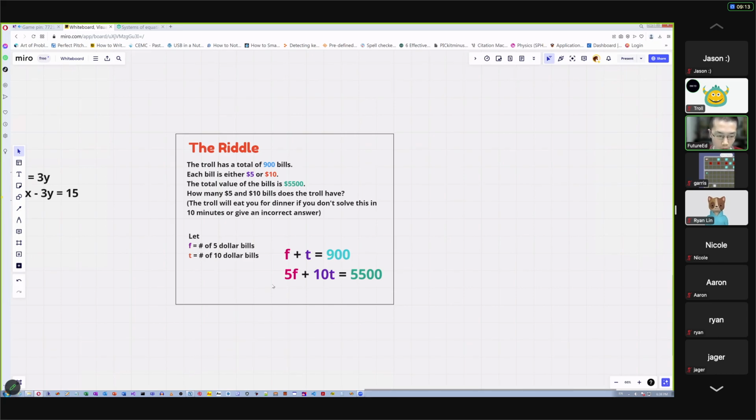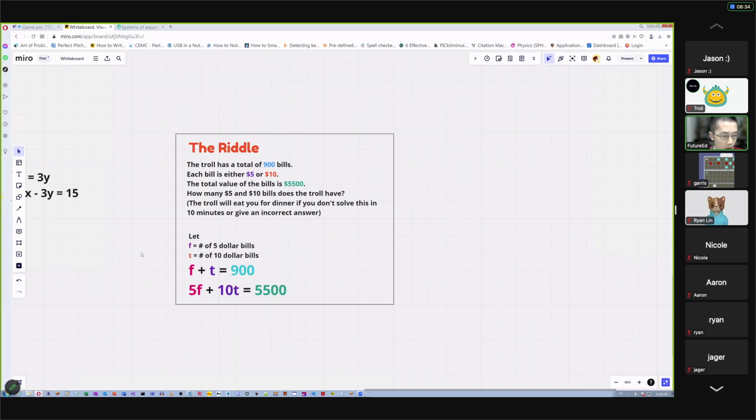So over here we have two equations, right? We have the first equation, which says that in total the troll has 900 bills, right? Are you guys following? In total there are 900 bills, and they are only $5 or $10 bills. There are no $100 bills, no $50 bills, no McDonald's dollar bills. We're also given that in total the troll has $5,500, and we want to find out how many $5 and $10 bills the troll has. And thanks to Saul, we have these two equations listed for us, so that's some time saved.